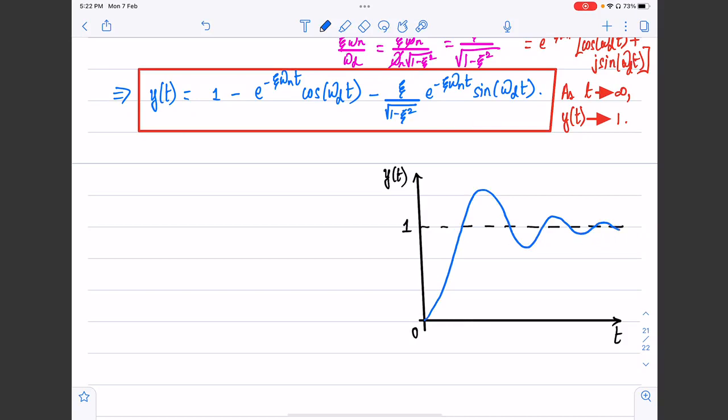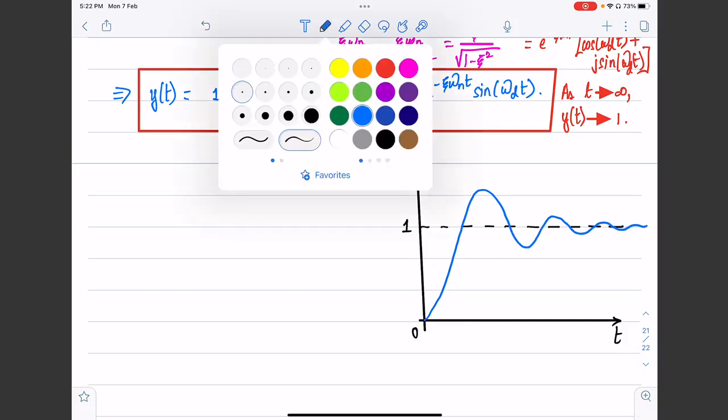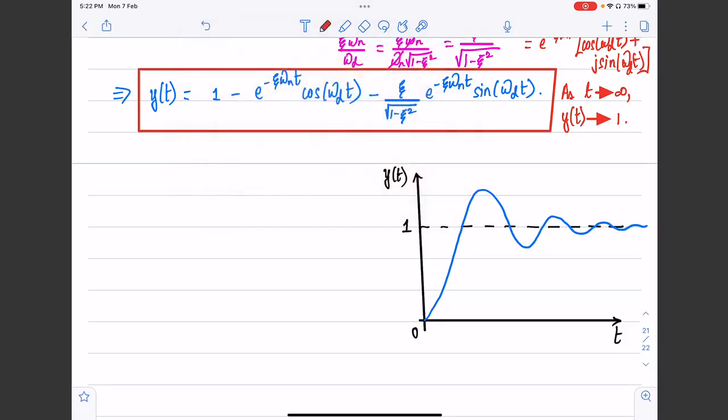And because of this exponential with the negative exponent, the oscillations keep on getting damped as we go along, but the frequency of oscillation is omega d. So I hope now the meaning behind why omega d is called the damped natural frequency is clear.